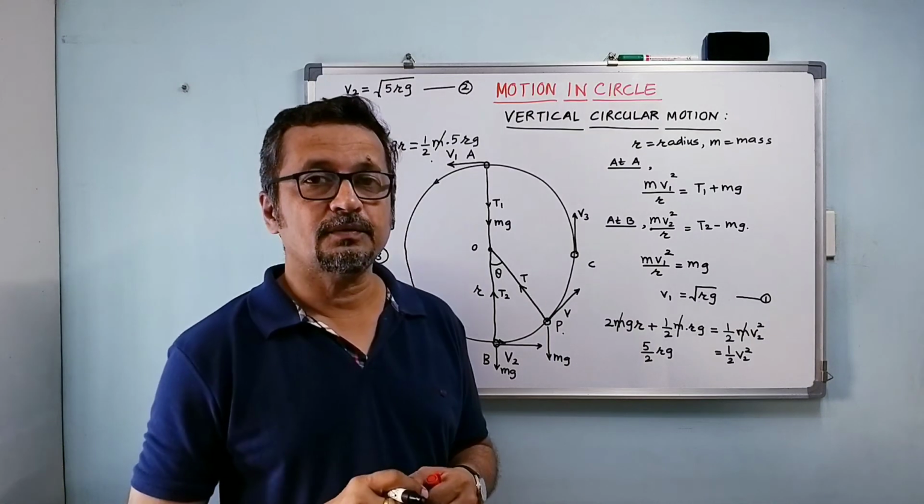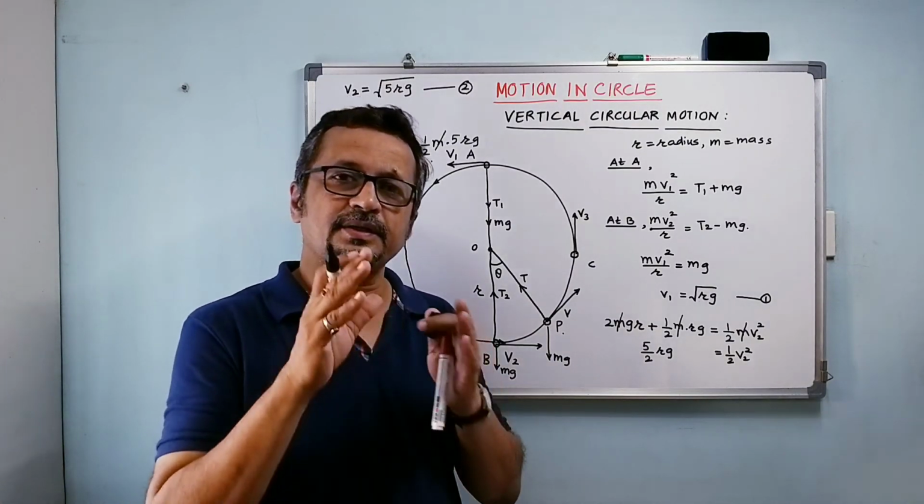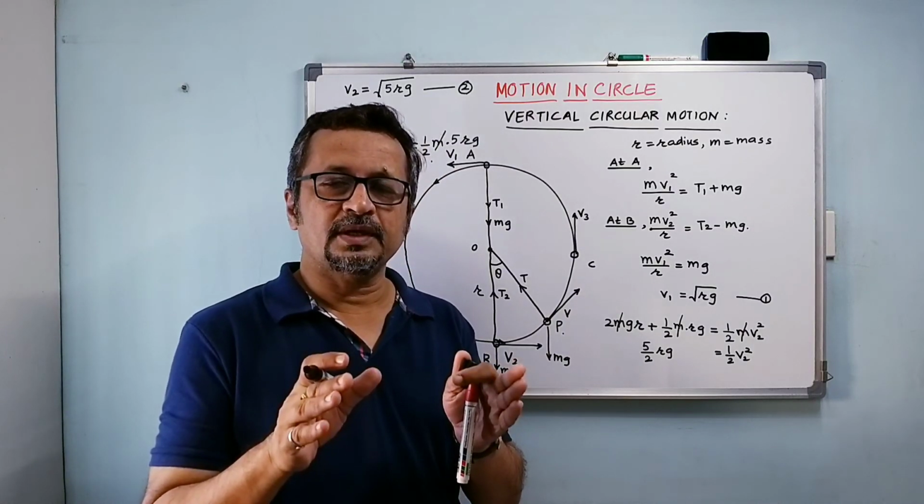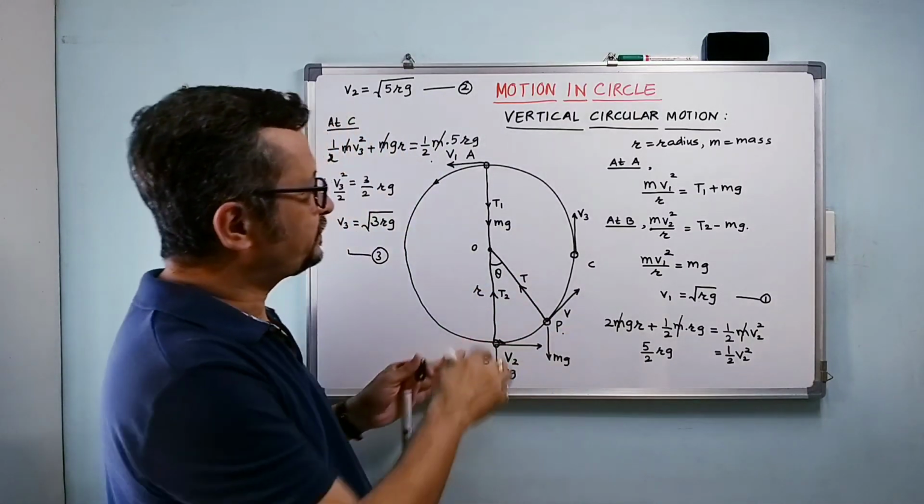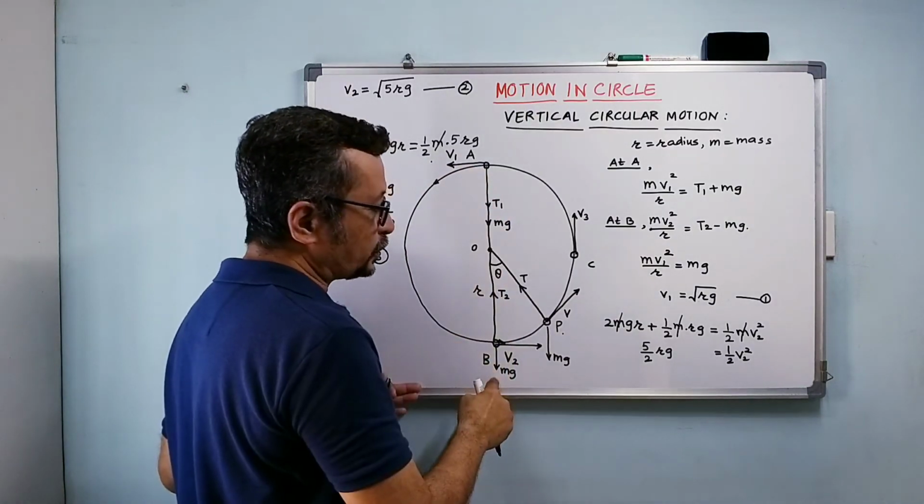So that's about velocities at different points in vertical circular motion. In the next video we will continue with vertical circular motion, but what we'll do over there is try and find the difference in tensions at the topmost and bottom position.